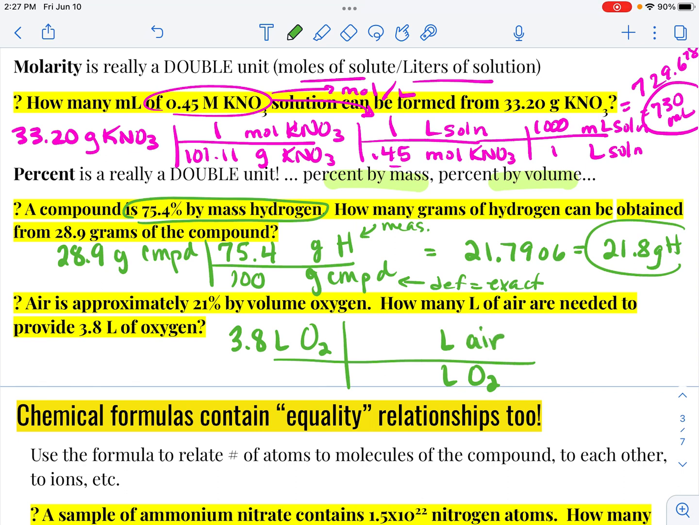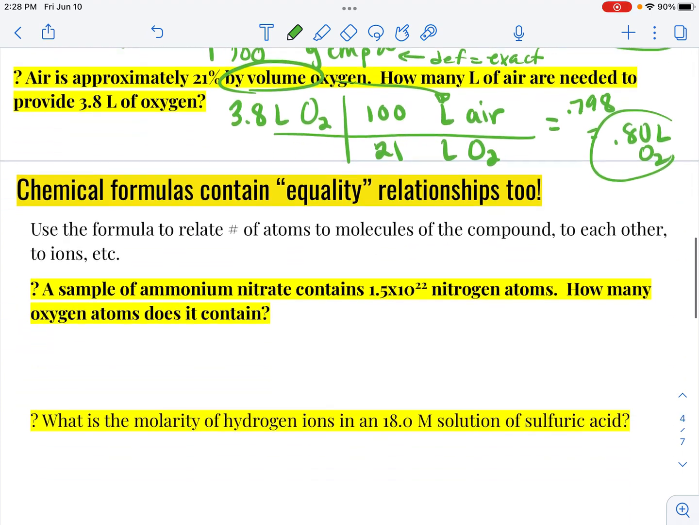The air is the whole here, the part over whole. So the air would be the 100 liters. And it's percent by volume, so I have to do it in volume, right? And then 21% would mean every 100 liters of air have 21 liters of oxygen. And again, now let's look at sig figs. The 100 liters of air is a definition. The 21 would be a measured value, and the 3.8, so we have 2 sig figs. So 0.798 ends up being 0.80 liters of O2. So that concludes using double units as a conversion factor. Okay? All right, let's keep going.